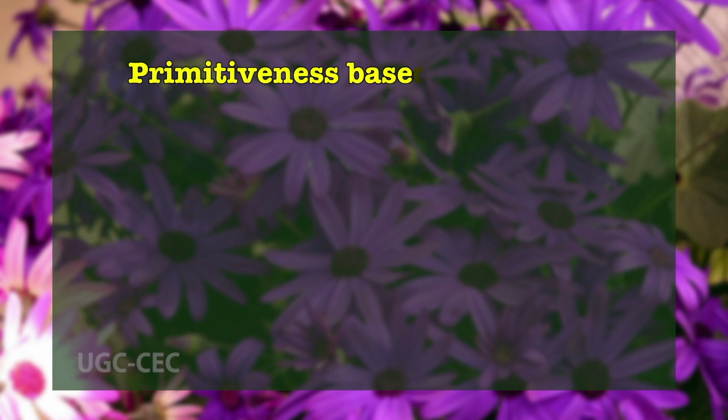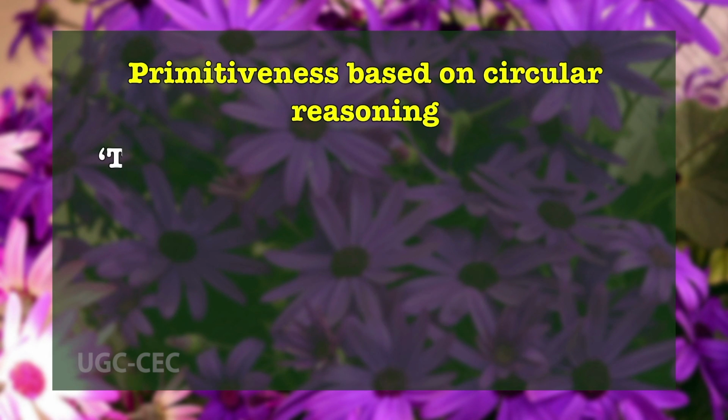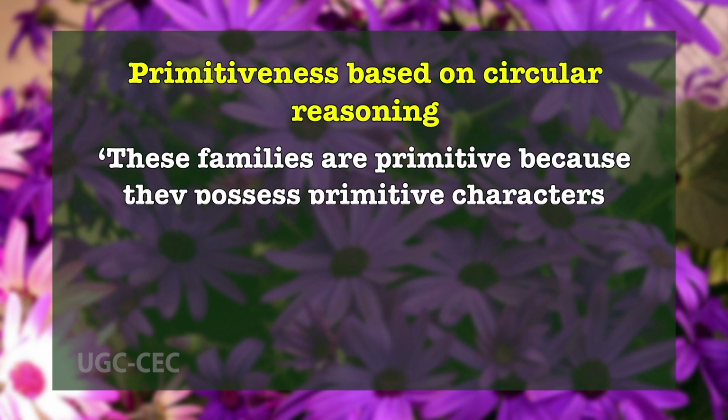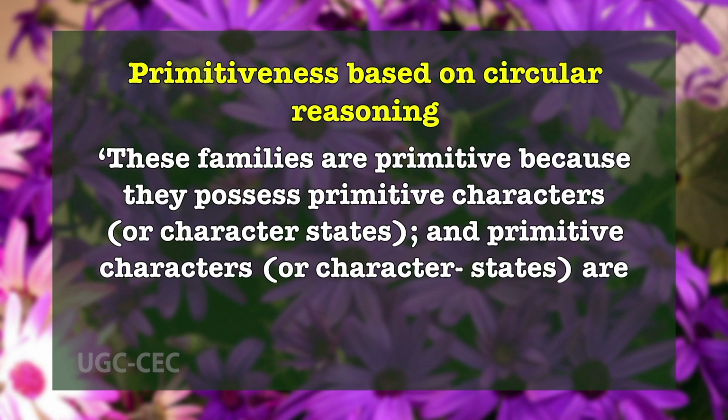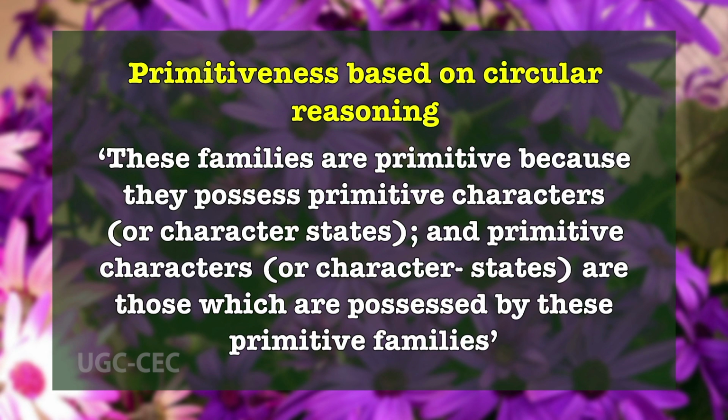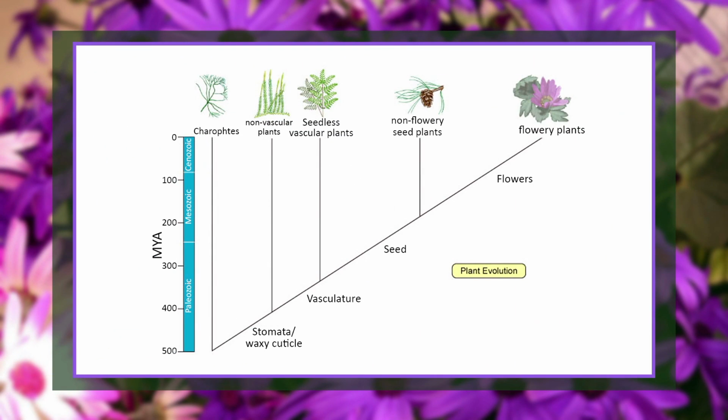In the past, most conclusions about primitiveness were based on circular reasoning. These families are primitive because they possess primitive characters or character states, and primitive characters or character states are those which are possessed by these primitive families. Over the recent years, a better understanding of these concepts has become possible. It's generally accepted that evolution has proceeded at different rates in different groups of plants, so that among present-day organisms, some are more advanced than others.